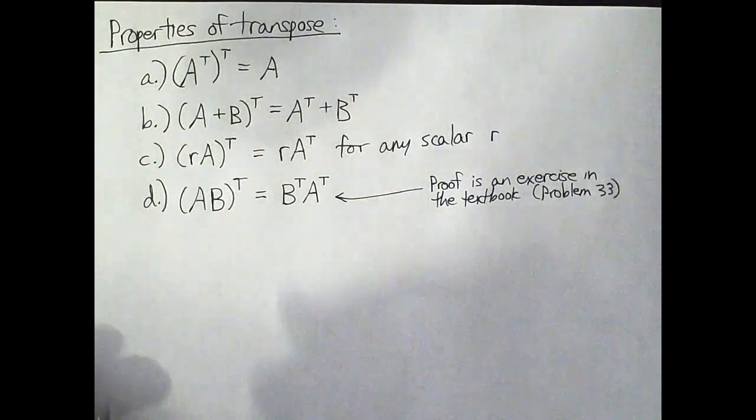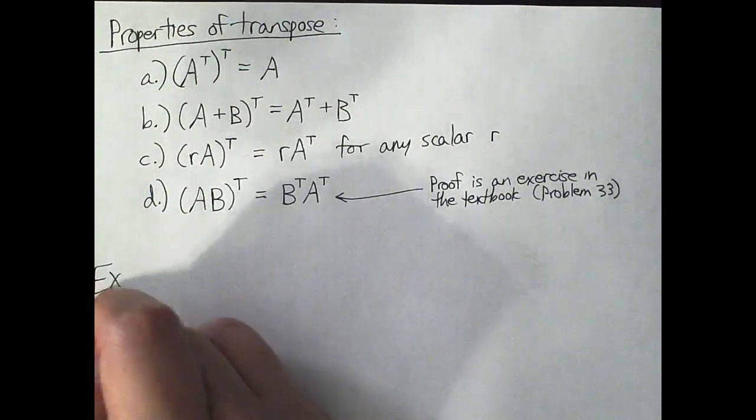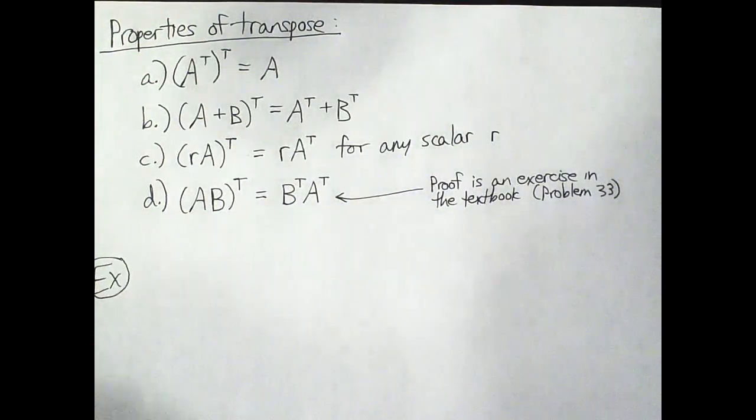Let's see, we're almost at the end. I have one more thing I'd like us to do. So what we just went through were 3 quick definitions. We had a definition for A to the K, a definition for trace, a definition for transpose. And then we had some properties of transpose.